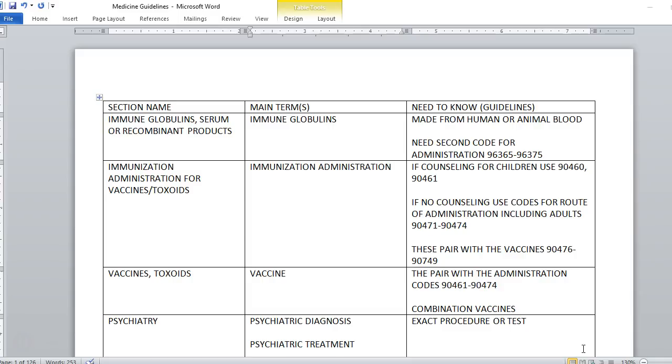Now we're going to look at the vaccines and toxoids. For these, we're going to look under the main term of vaccine, but again, there's a lot of combination vaccines. Now, the provider usually has like a sticker or a little piece of paper that they themselves or the nurse or the medical assistant can put into the system that tells us exactly what type of vaccine. So when you look at the vaccines and you see like there's 15 different types of flu vaccines, keep in mind your facility is probably only going to get one of those.